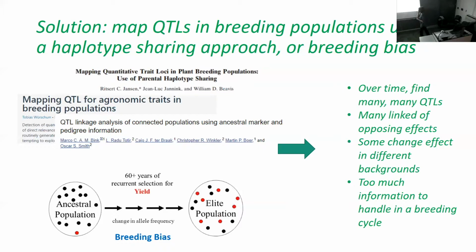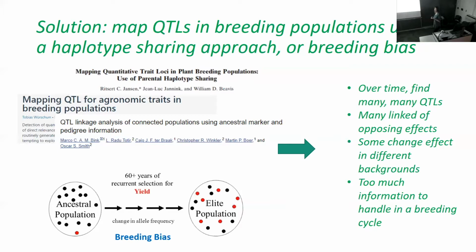And there was a second method, very popular in the soybean breeding program, called breeding bias. Basically, it's very, very simple: it looked at the alleles in ancestral populations and the alleles in elite populations. If there was an increase in frequency, breeders had selected for them. Breeders are good, so they must be good. And that was the premise, and it was actually very, very successful at identifying QTLs in soybean populations.